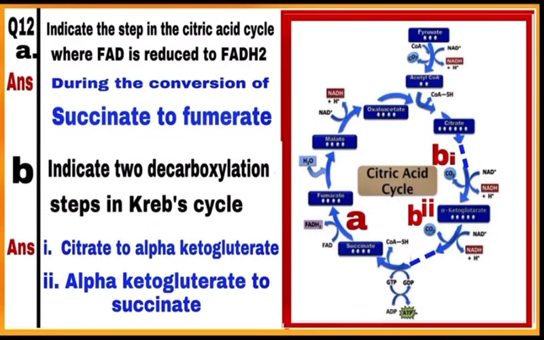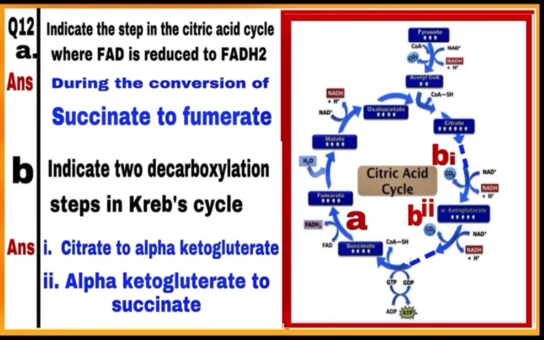Question 12, Part A. Indicate the step in the citric acid cycle where FAD is reduced to FADH2. See the citric acid cycle and note step A. During conversion of succinate to fumarate, FAD is reduced to FADH2. Part B of the question. Indicate 2 decarboxylation step in Krebs cycle.